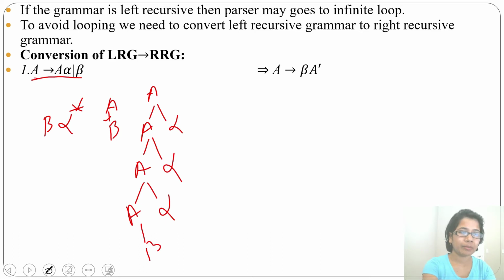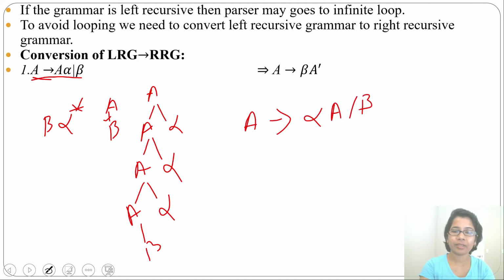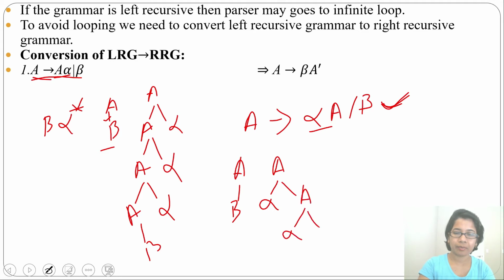Now if we simply reverse the RHS, will we get the right recursive grammar? Let me try. Here I just reverse the right side. Here there was A alpha, and I just write alpha A. Now check, is this the right recursive grammar for the same language or not? Now from A you can derive beta. Yes, same. Then from A you can derive alpha A, then again alpha A, and then you can derive beta.